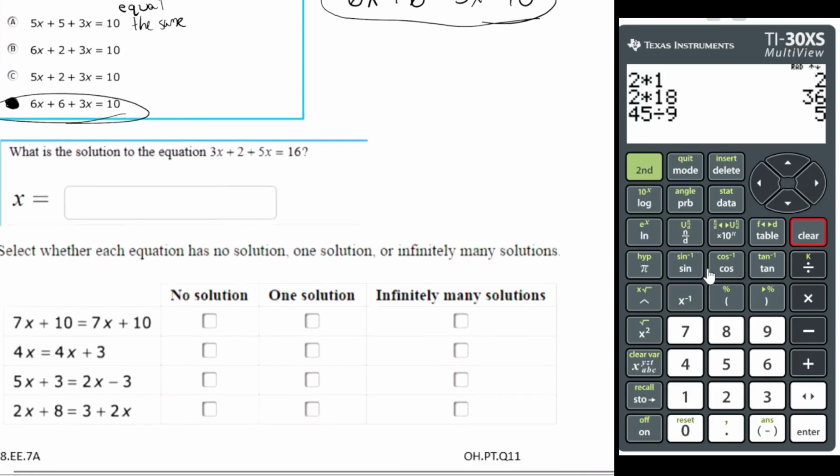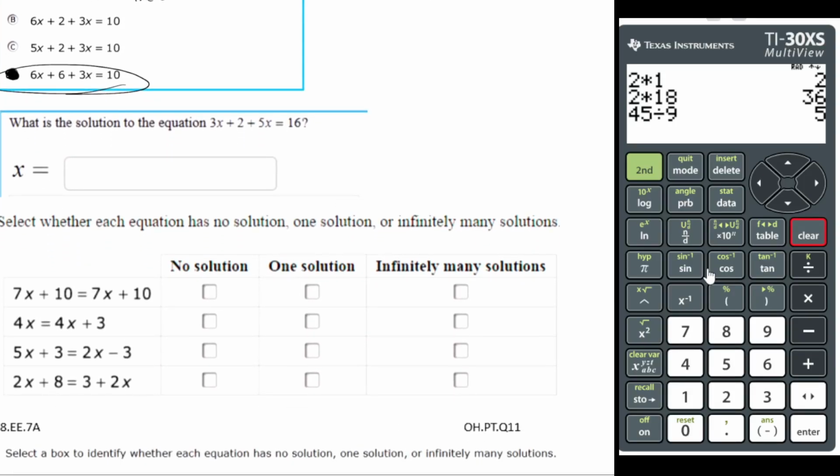What is a solution to the equation 3x plus 2 plus 5x equals 16? Okay, 3x plus 2 plus 5x equals 16. So we keep going down our checklist. Distribution. No parentheses, no distribution. Combine like terms. We check the fence. Are there any like terms on the same side of the fence? There are. There's 3x and there's 5x. You combine those. 3 plus 5 makes 8x plus 2 equals 16.